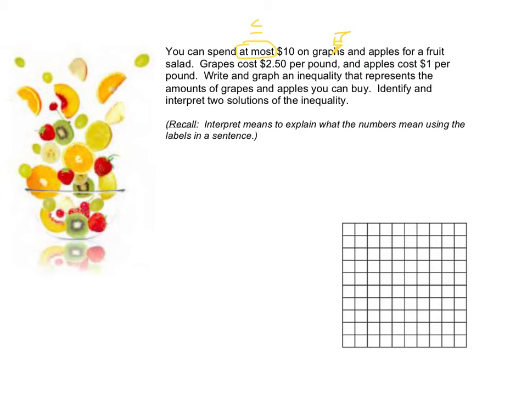Grapes cost $2.50 per pound. Apples cost $1 per pound. So first I need to write my equation. I'm going to refer to the grapes as my x's, and the apples as my y's. You could use g's and a's if you wanted to, whatever variables, but think about defining them first. So my grapes are the x. So 2.5x plus 1y is at most $10.